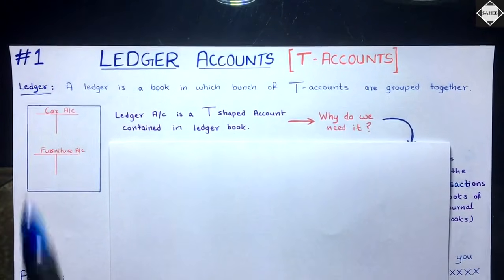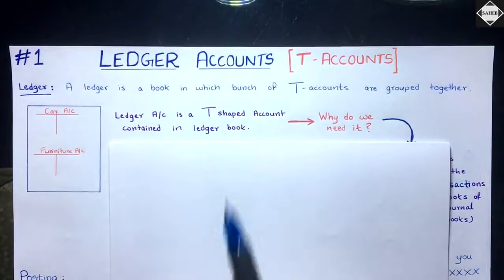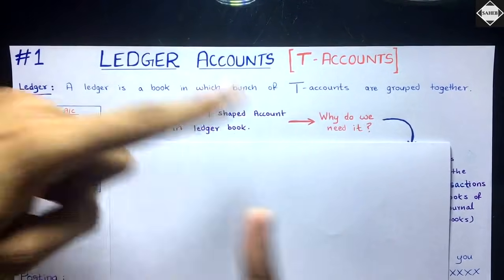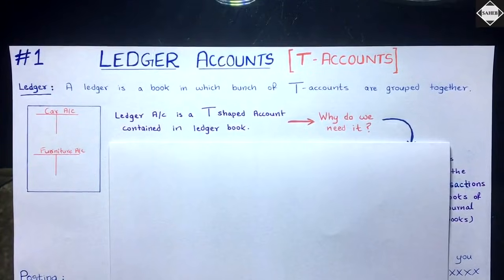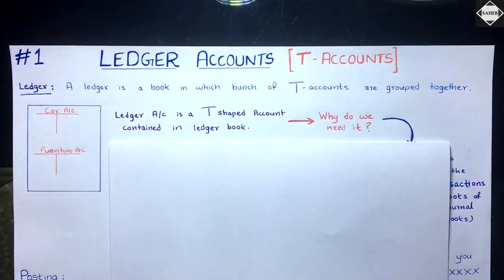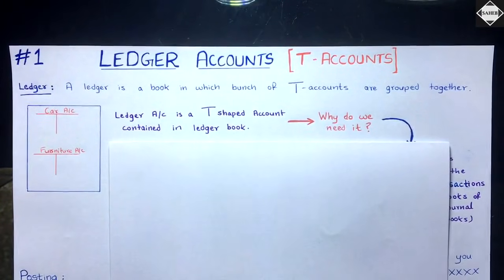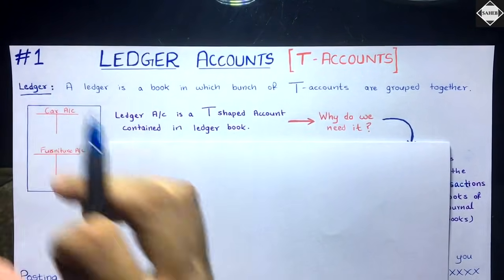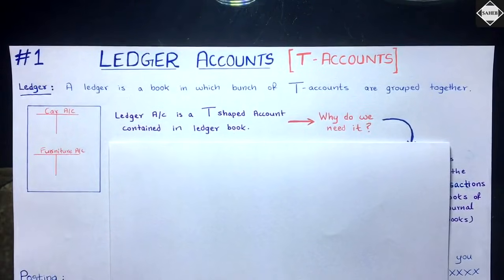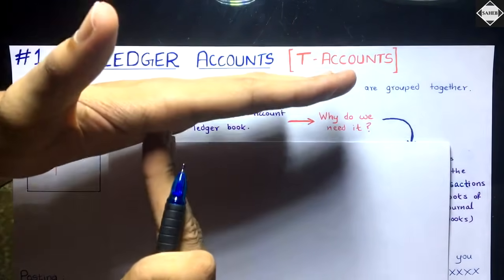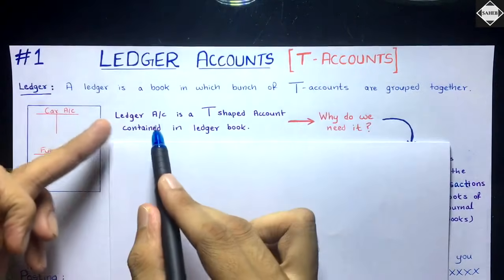See, it's very simple. A ledger is a book in which whole bunch of T accounts are grouped together. For example, see here you have a book, and in that book you have car account, furniture account, purchases account, machinery account, all these accounts you have in that book. So that book will be called as ledger. Simple as that. And then those T-shaped accounts are called as what? They are called as ledger account.